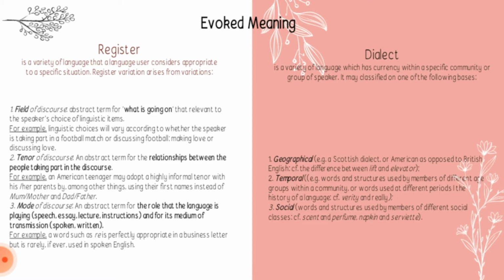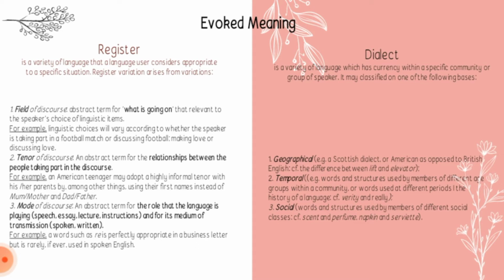Register variation arises from variations such as here. The first is field of discourse. This is an abstract term for what is going on that is relevant to the speaker's choice of linguistic items. For example, linguistic choices will vary according to whether the speaker is taking part in a football match or discussing football, making love or discussing love, making a political speech or discussing politics, performing an operation or discussing medicine, and so on. And the second is tenor of discourse.